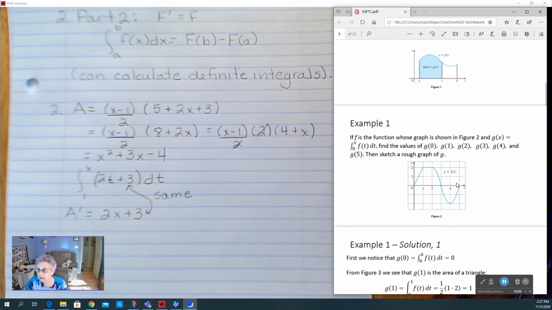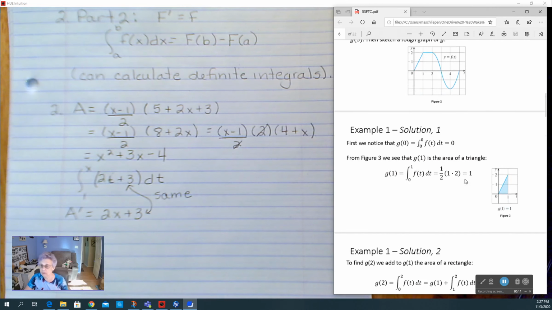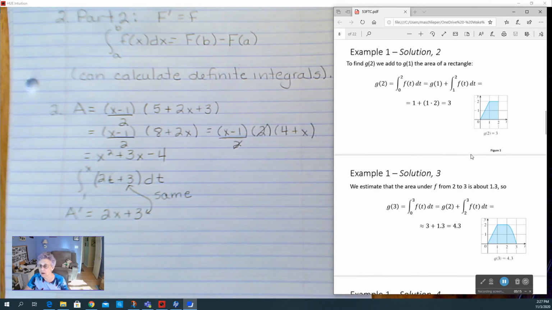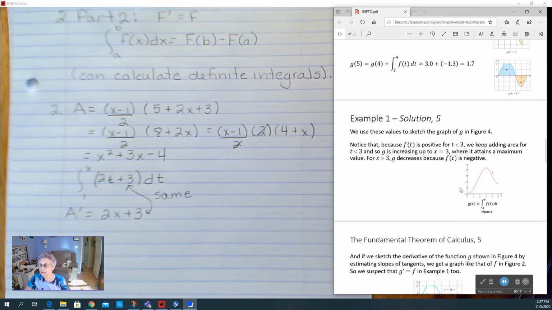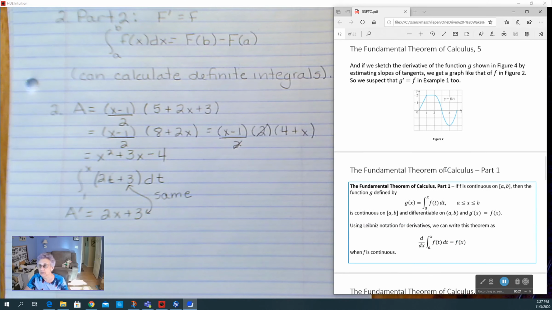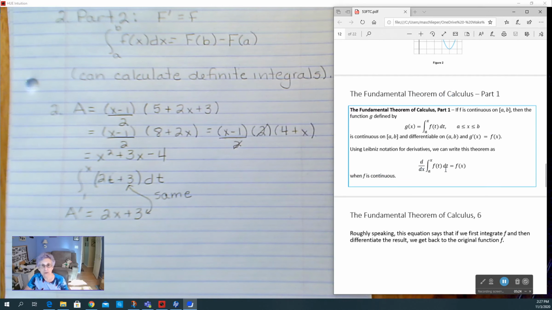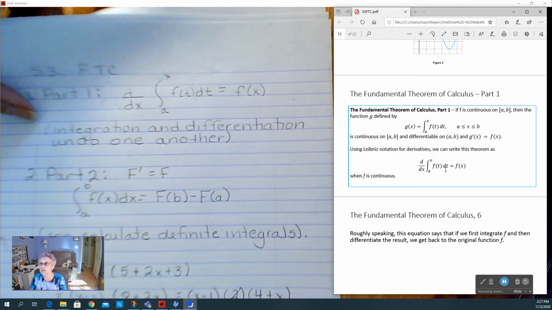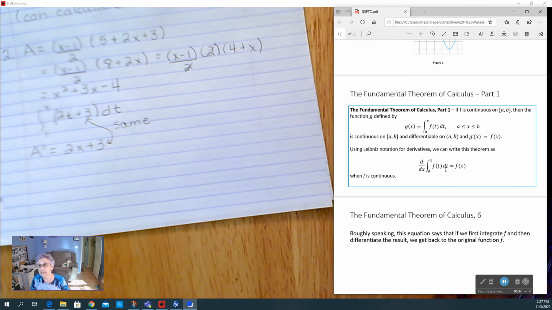Now, the book went through it in example 1. I'll leave that for you to go through on your own if you want to. They found the area of all the rectangles, and then they sketched a graph of what would be the derivative. But here is the official blue box, Fundamental Theorem of Calculus, Part 1. So, like I said, we need to add a little to what I have written down here. F needs to be continuous from A to B.